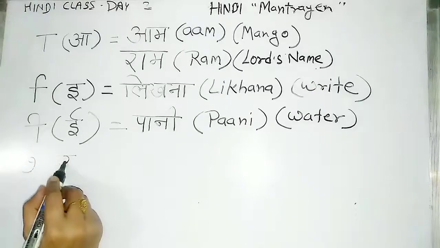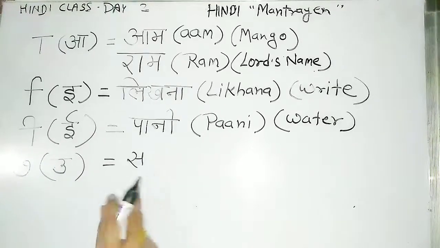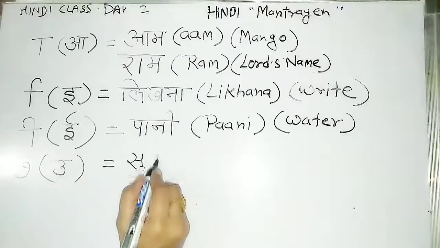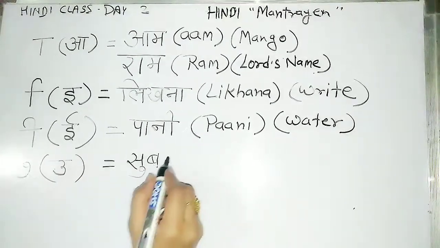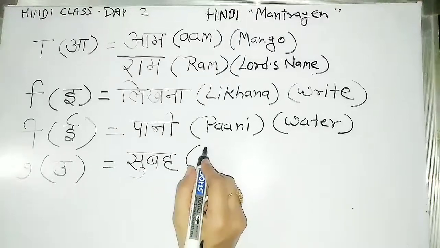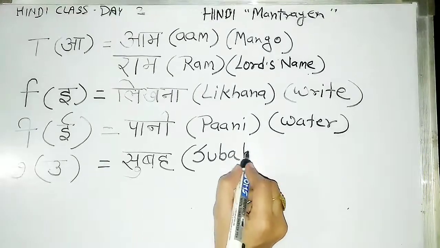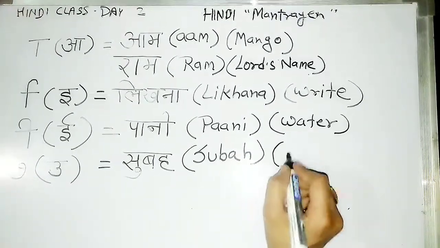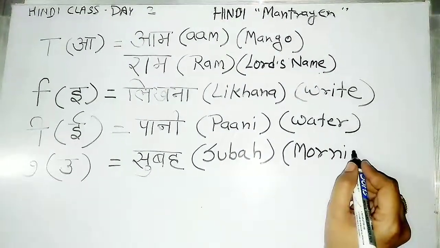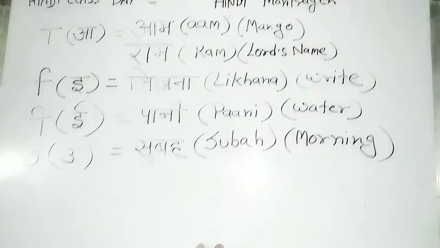And next is small U. Sa, put the small U matra, Ba, Ha, Subah. Sa plus the little U matra is called Subah. Subah means morning.